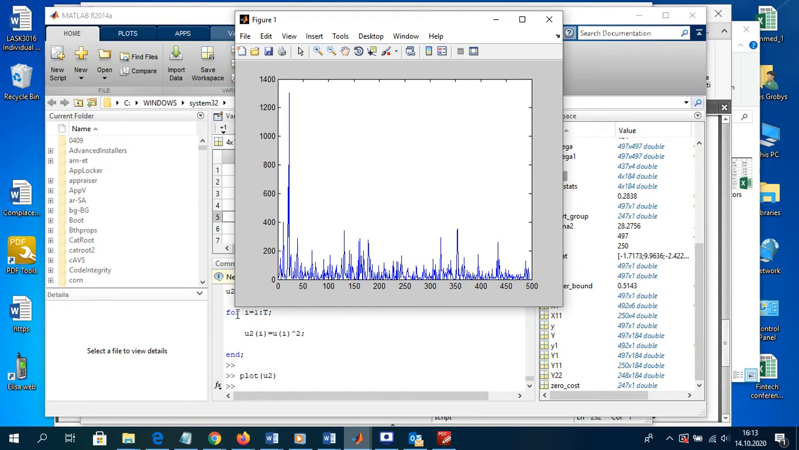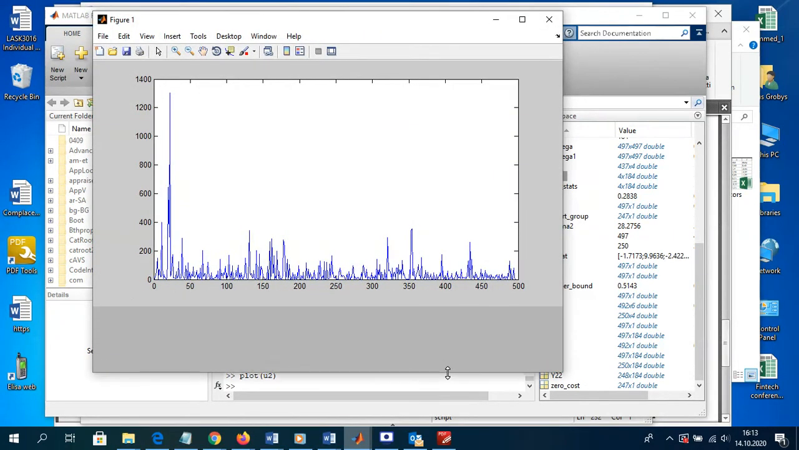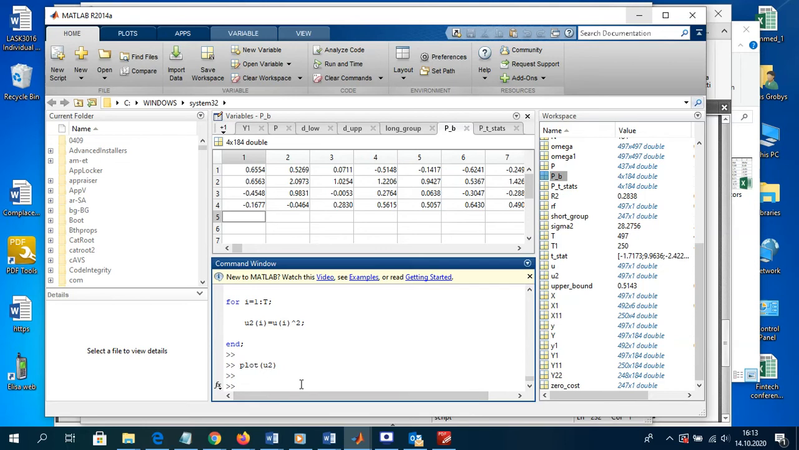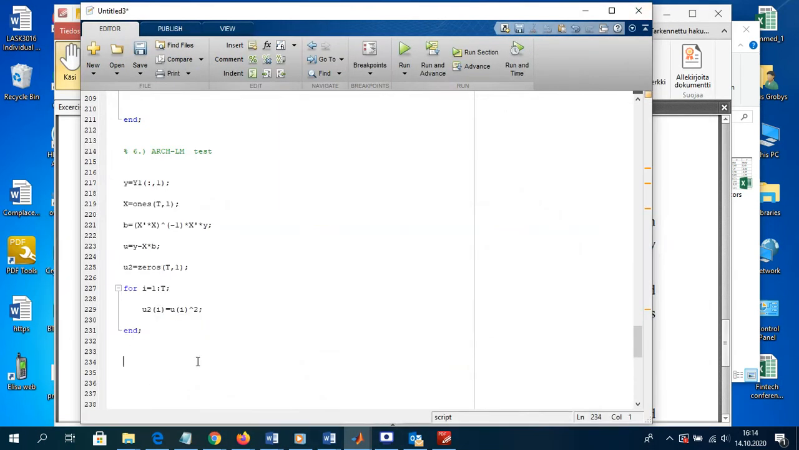This is how it looks, and we see already, because the squared residuals are a proxy for the variance at time t, that periods of high volatility are alternating with periods of low volatility. So we see already here there's a sort of clustering going on in the data. So what do we do next? In order to implement the test statistic, we have to use an auxiliary regression.